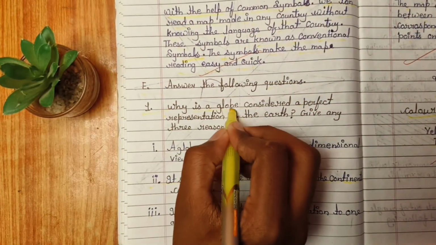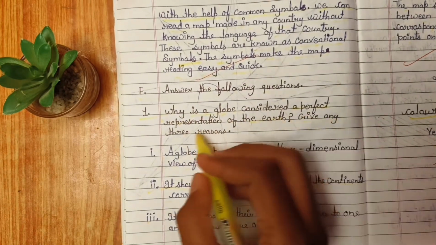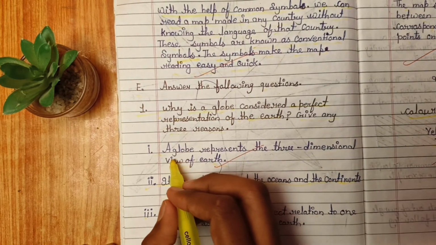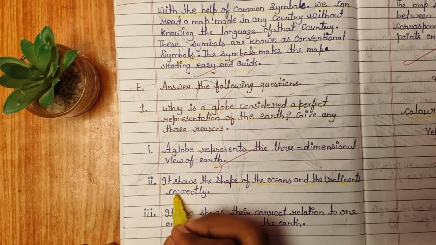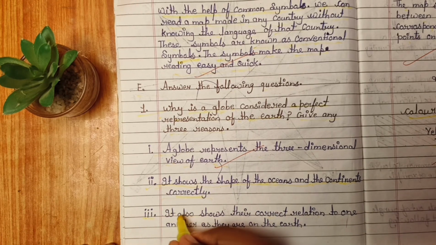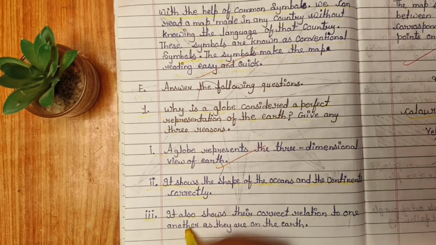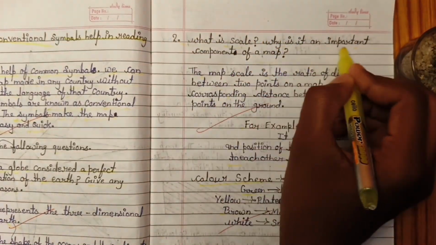E. Answer the following question. First, why is globe considered a perfect representation of the earth? Give any three reasons. First, a globe represents the three-dimensional view of the earth. Second, it shows the shapes of the ocean and the continents correctly. Third, it also shows their correct relation to one another as they are on the earth.